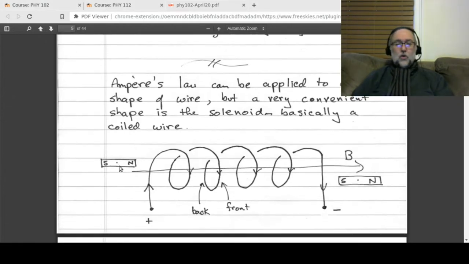So what you're seeing in this picture is basically a coil of wire. Now, it's hard to draw a coil of wire in three dimensions. So here's the positive end, that's attached to the positive end of a battery. This other side is attached to the negative end of a battery. And what we have here is a coil of wire.